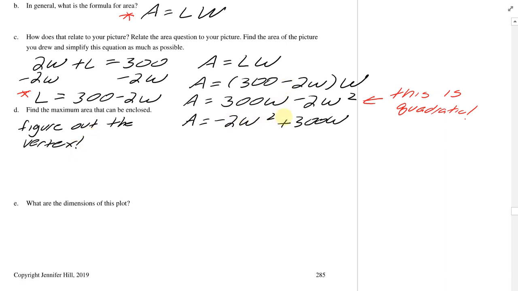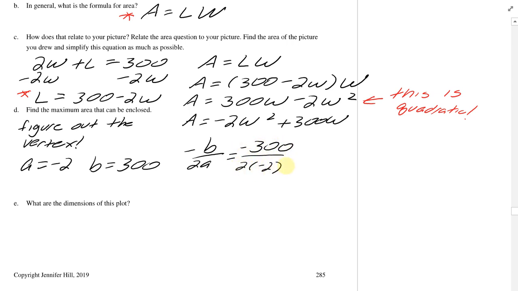So in looking at this, what is my A and what is my B? My A in this case is -2, and my B is 300. So now I can just plug this into my vertex formula, -b over 2a, and this becomes -300 over 2 times -2. And ultimately this will equal 75.